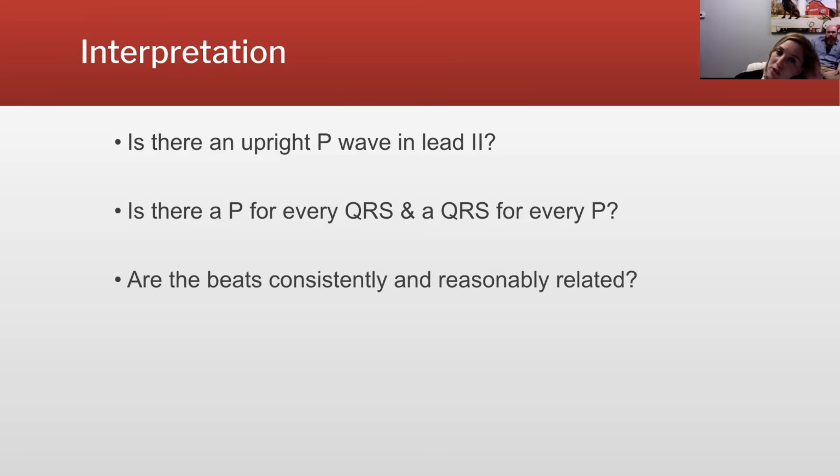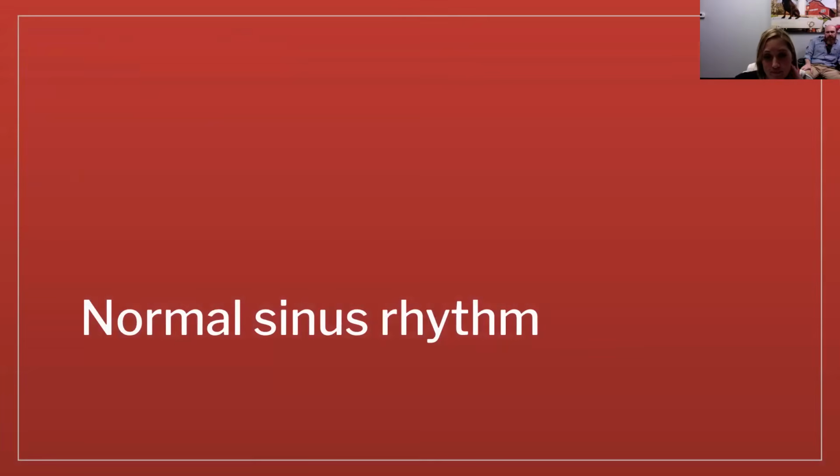So if you have a P for every QRS and a QRS for every P, and they're always the same distance from each other, that means that they're related to each other. That means the conduction is coming down through the atria, going through the AV node, and then going through the ventricles as it should. Then, are there any beats that are wide and bizarre, any extra beats or beats that look abnormal?